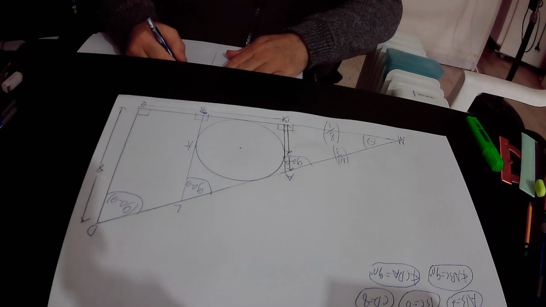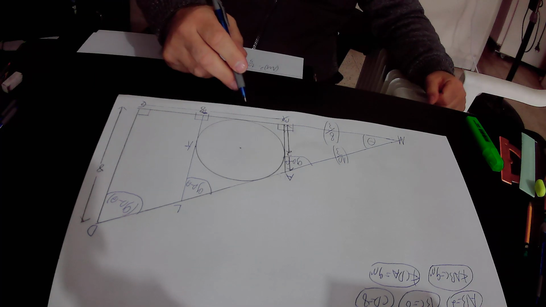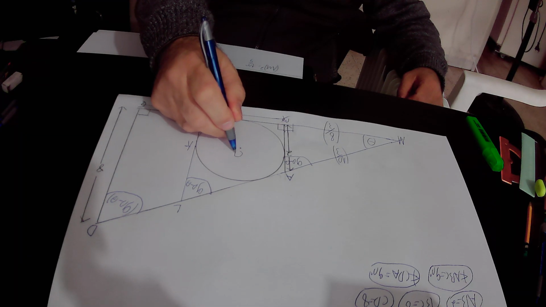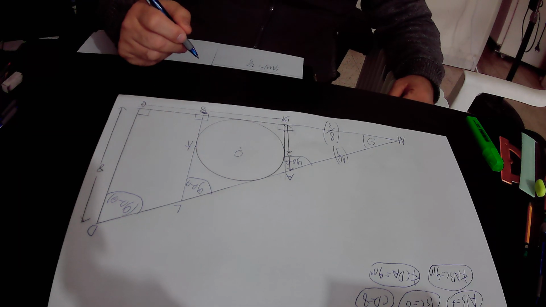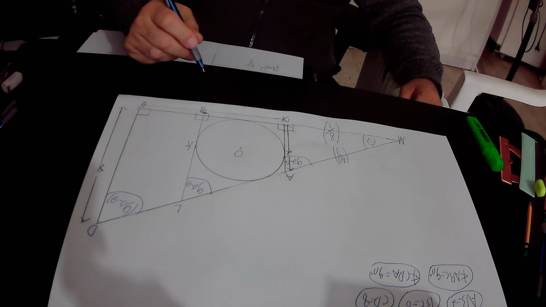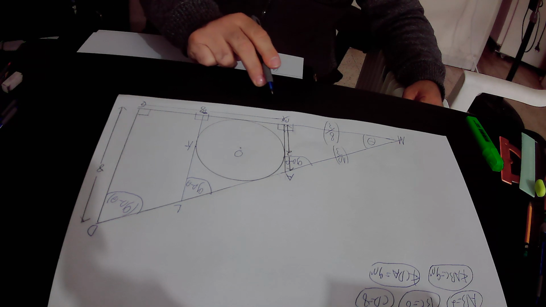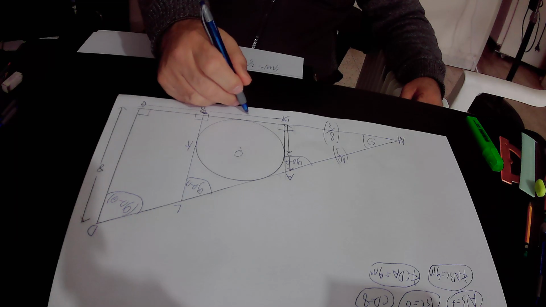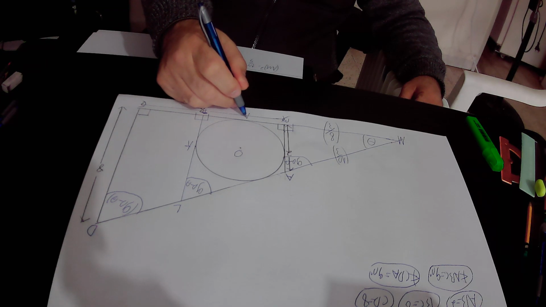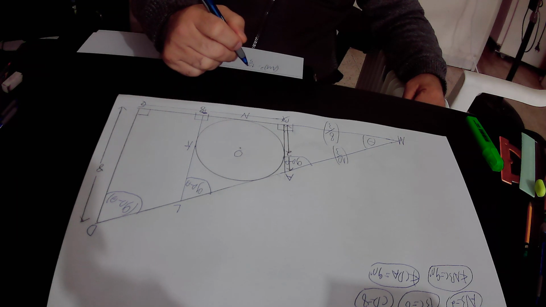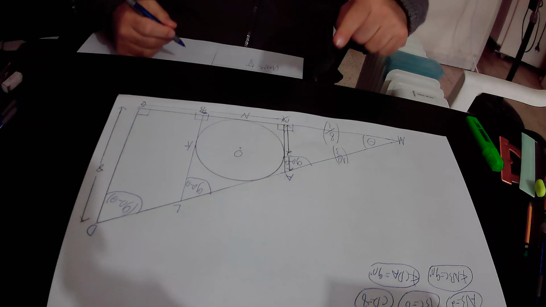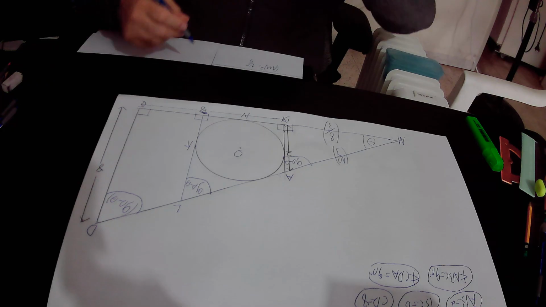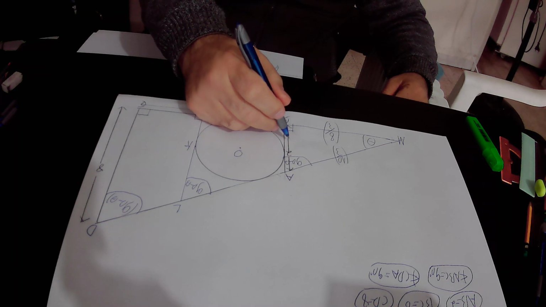In the next step, we define the center of this circle as point O. We will define the point of tangency of tangent BT with this circle as point N. And finally, we will define the point of tangency of tangent AB with this circle as point H.